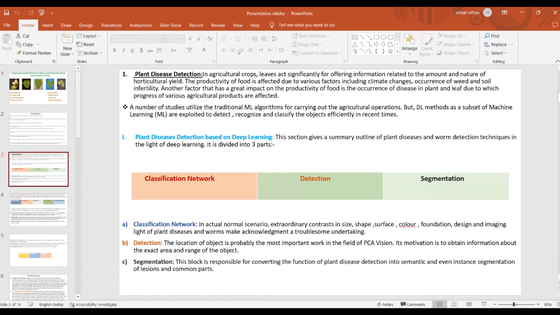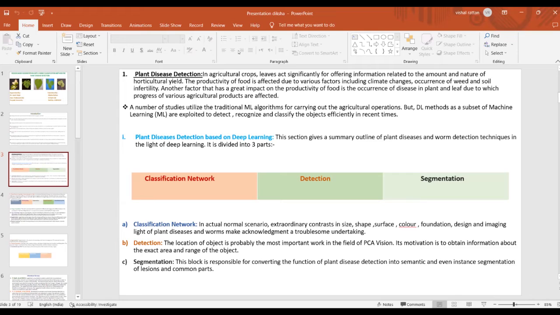And the next one is plant disease detection. In agriculture crops, leaves act significantly for offering information related to the amount and the nature of the horticulture yield. And the productivity of the food is affected due to various factors, including climate changes, occurrence of weed and soil infertility. Another factor that has a great impact on the productivity of the food is the occurrence of disease in the plant leaf, due to which the progress of various agriculture products is affected.